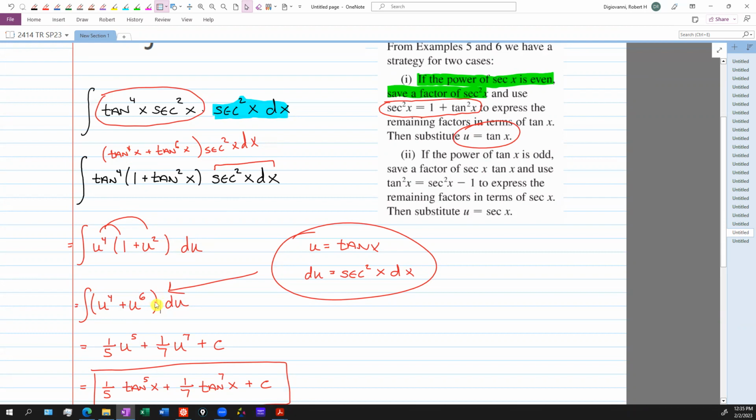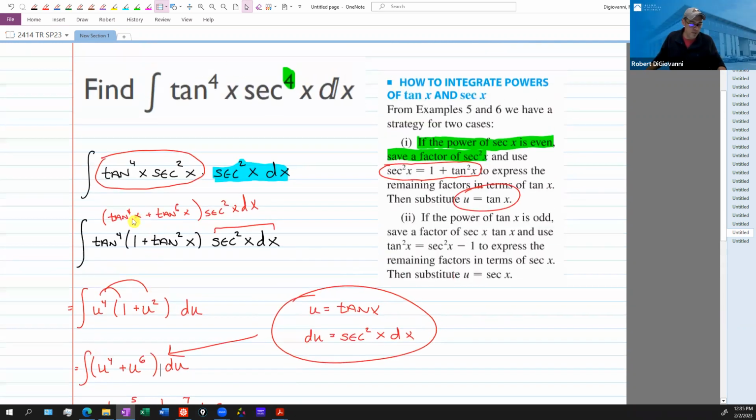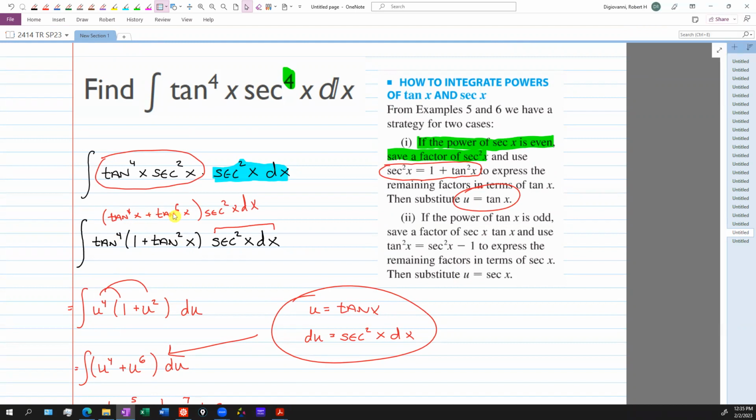Yeah. When I was a student, I always distributed this out first, but later when I started teaching it, I said there's no need to distribute it at this point. As long as you've got nothing but tangents there and a secant squared off to the side, you may as well just make your substitution right now. Okay, got you.